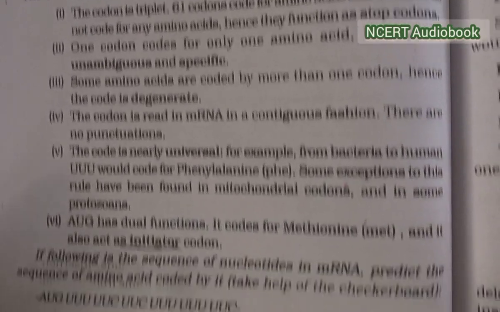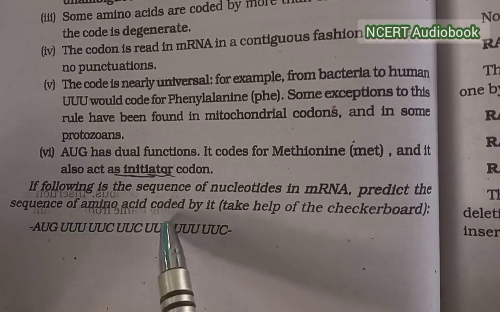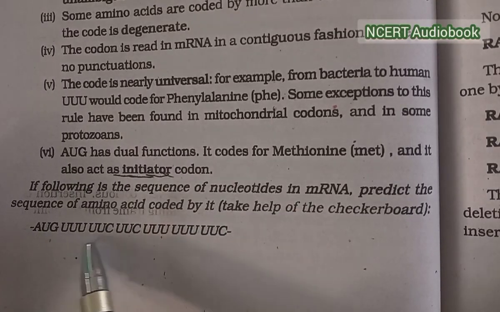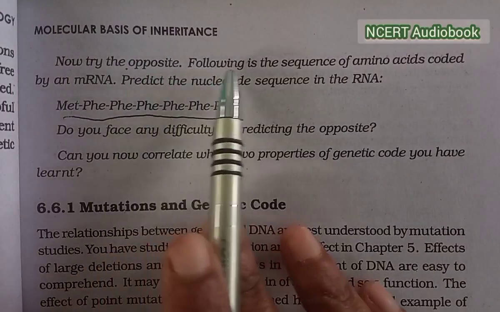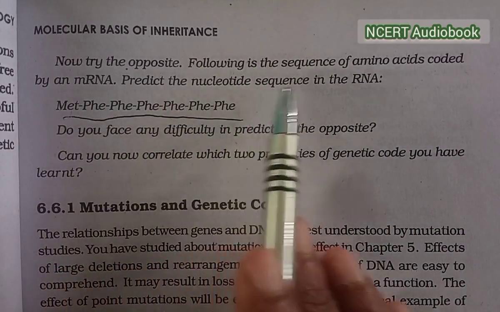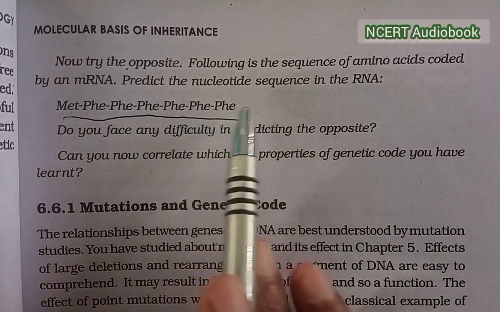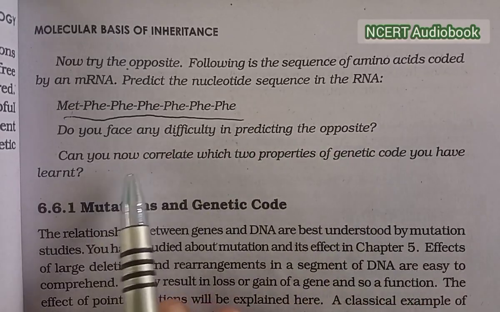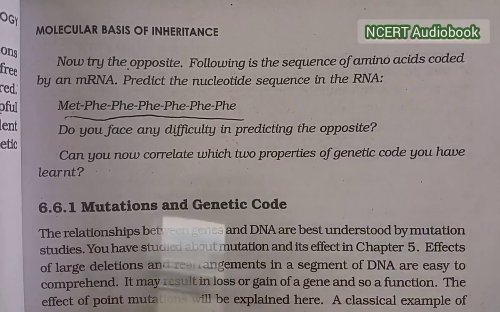Now, following the sequence of nucleotides in mRNA, predict the sequence of amino acids coded by it, using the checkerboard, for example UAG and like this. Now try the opposite: given the following sequence of amino acids coded by an mRNA, predict the nucleotide sequence in the RNA. Do you face any difficulty in predicting the opposite? Can you now correlate which two properties of the genetic code you have to learn?